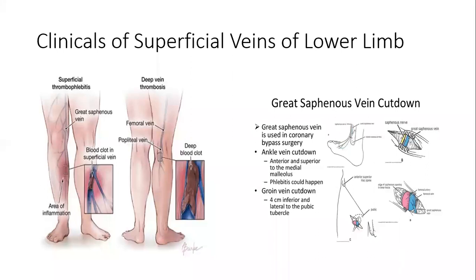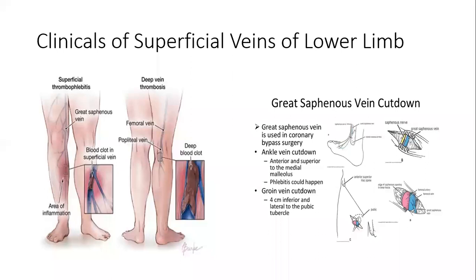And what happens in this procedure? Why do we choose a great saphenous vein for this procedure? Because great saphenous vein is easily accessible with constant location just above and anterior to the medial malleolus, as well as in the groin region, inferior and lateral to the pubic tubercle. So great saphenous vein can be reached at two sites, in the groin, below and lateral to the pubic tubercle, and at the ankle, anterior and above to the medial malleolus.